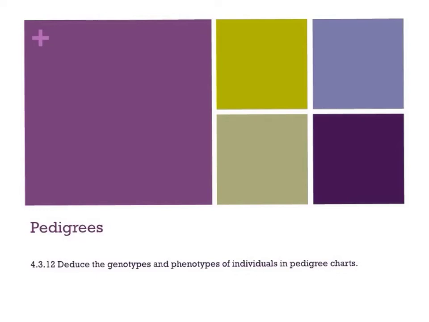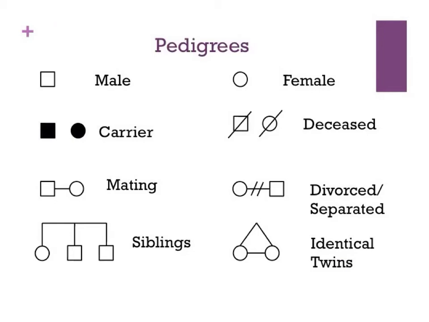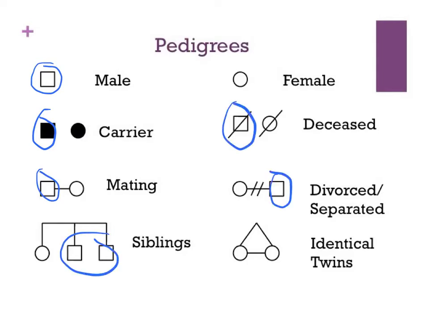Now that we've had the opportunity to see how things can get passed on from parents to offspring, we're going to look at multiple generations and what are called pedigrees. So here are some of the symbols for a pedigree chart. Males are squares all the way around here. Females are circles.